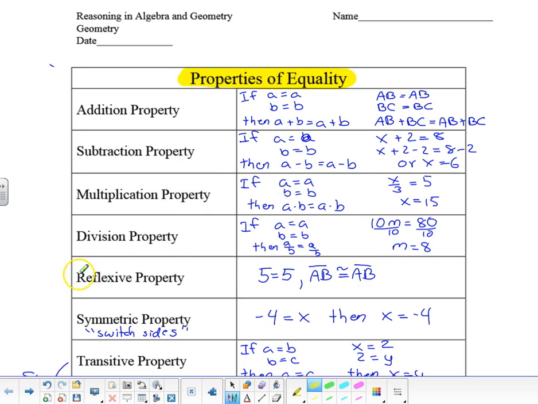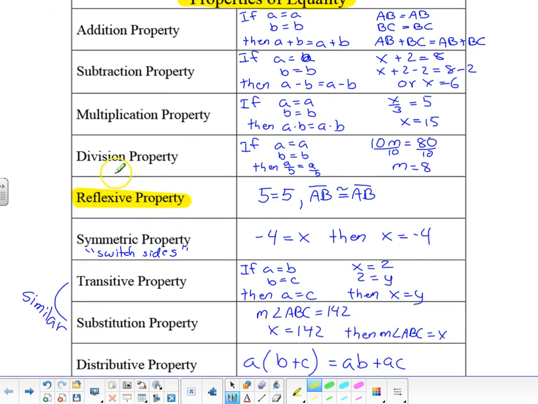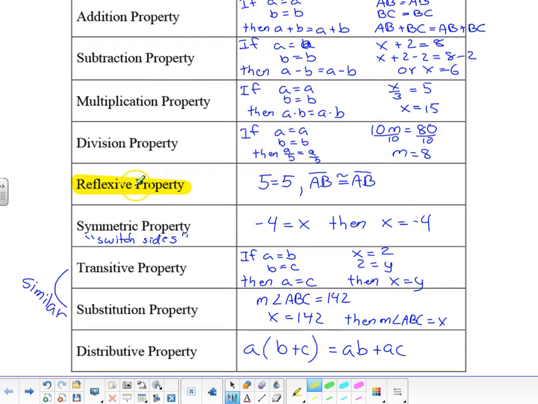All right, new one. This one we are going to use a lot. It's very, very popular, called the reflexive property. It basically says something is equal to itself, or we could do it with congruent as well. So 5 equals 5, or AB is congruent to AB. Obviously that's very obvious, but we need to give a reason for some things that seem obvious.